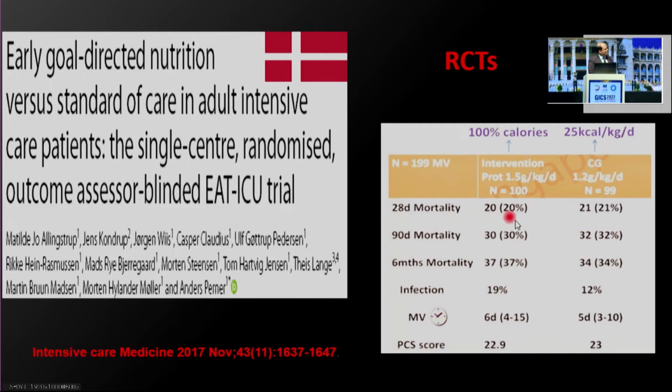The control group received 25 kilocalories, whereas in the high protein group 100% of calories were delivered. Coming to the results, none of the endpoints considered, such as 28-day mortality, 90-day mortality, 6-month mortality, infection rate, mechanical ventilation, as well as the performance score, showed any significance. But because of the high protein supplementation with 100% calorie delivery, they found it difficult to control the hyperglycemia.